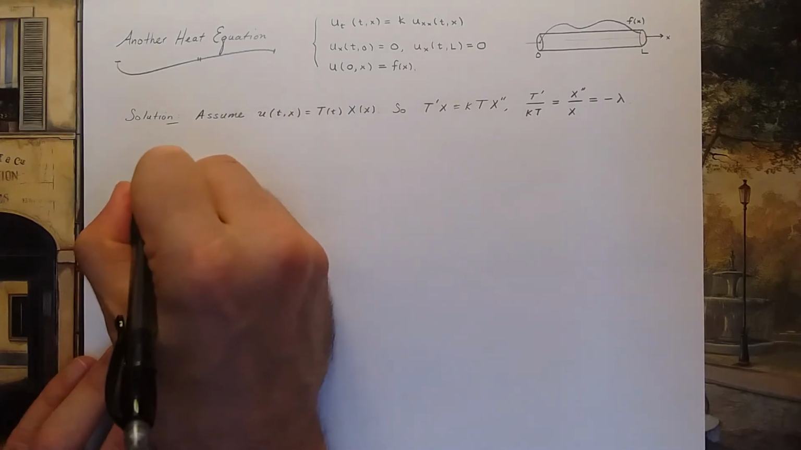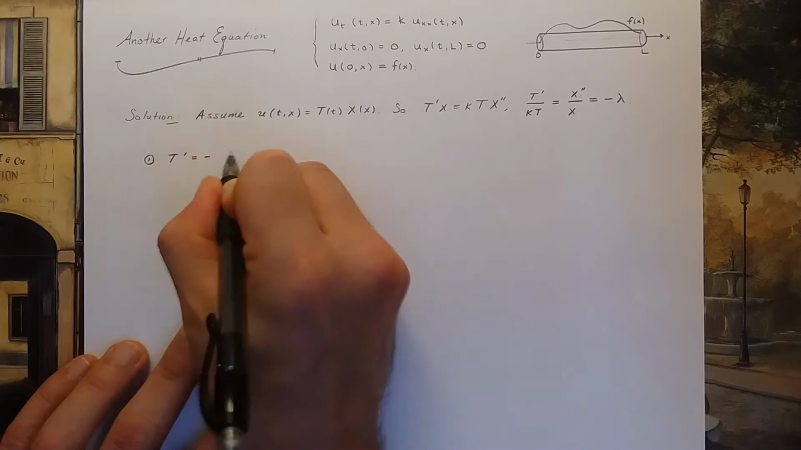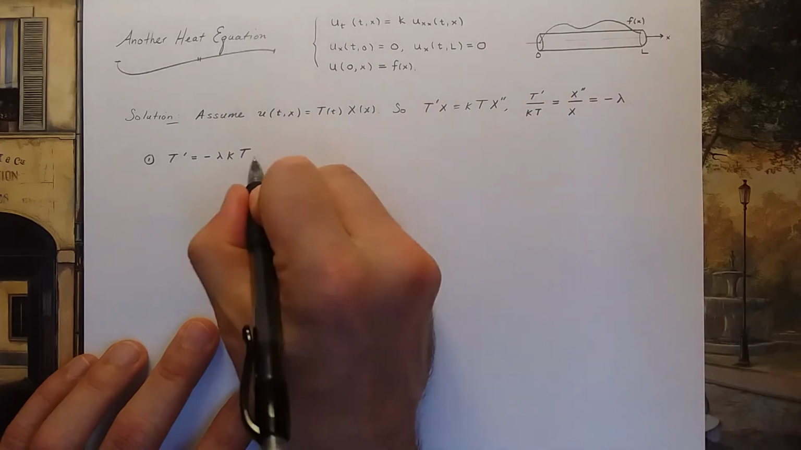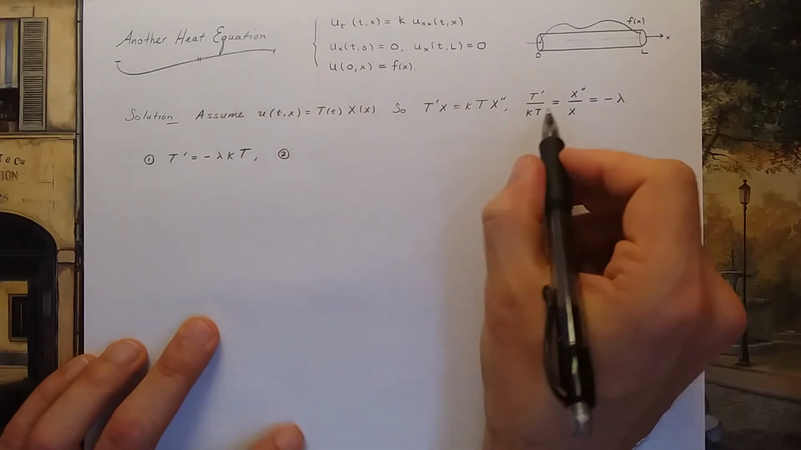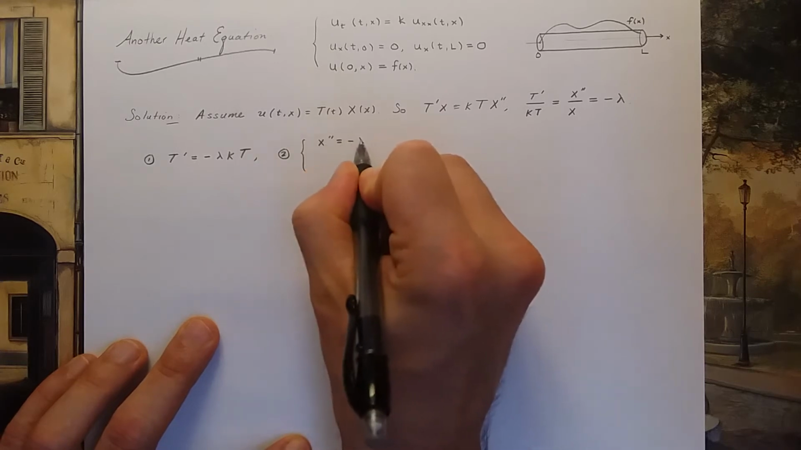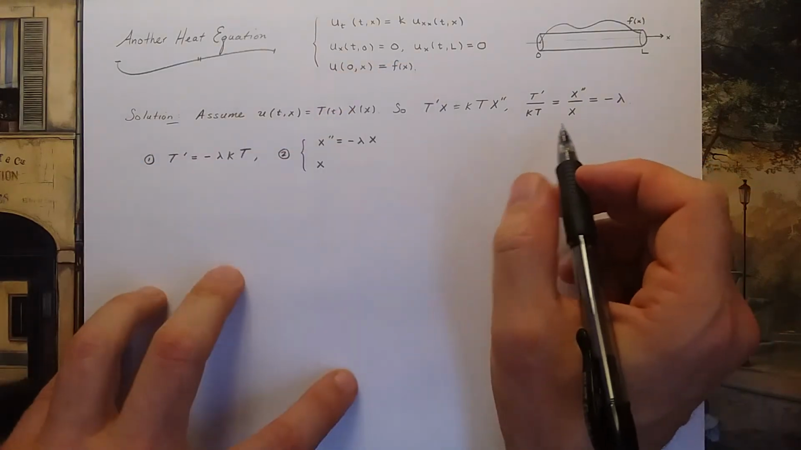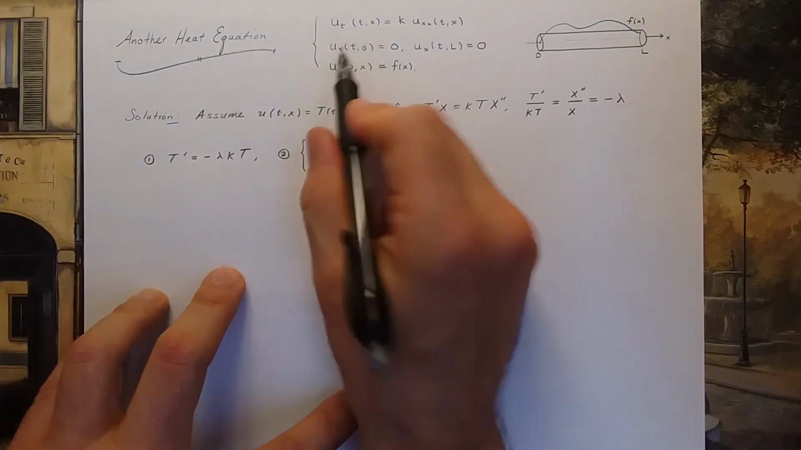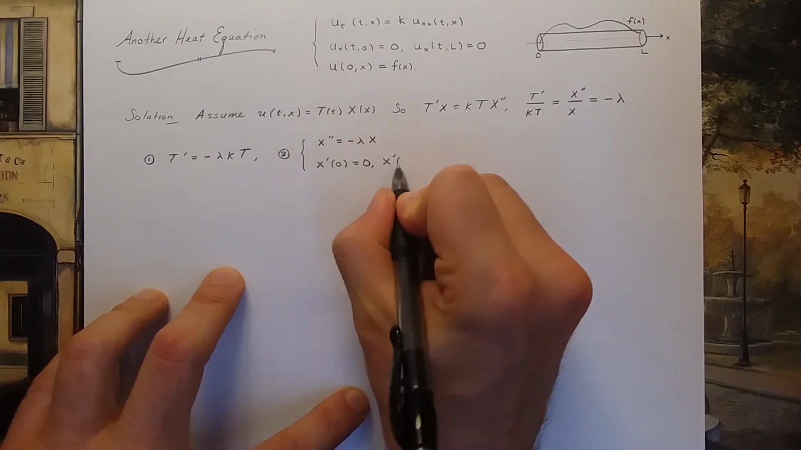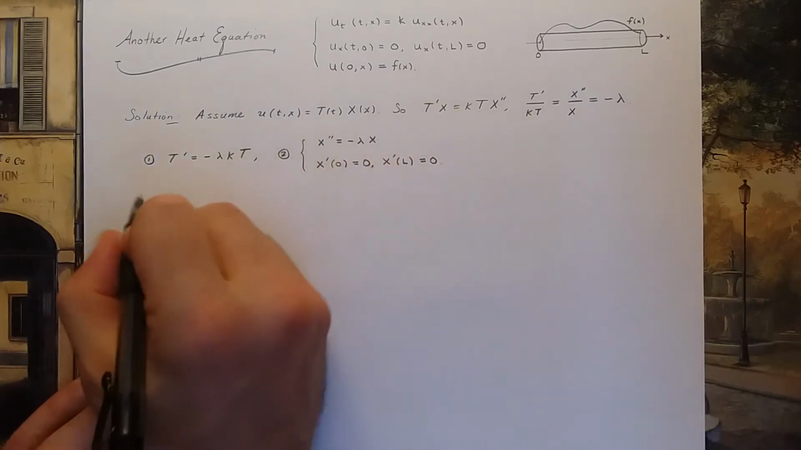This gives us two differential equations. The first one is T prime is negative lambda times kT. The second is an x differential equation, which is X double prime is negative lambda X. And this time I'm going to put in the boundary conditions. X prime, the derivative, at 0 should be 0. And similarly, the derivative at L should be 0. Both of these we can solve.